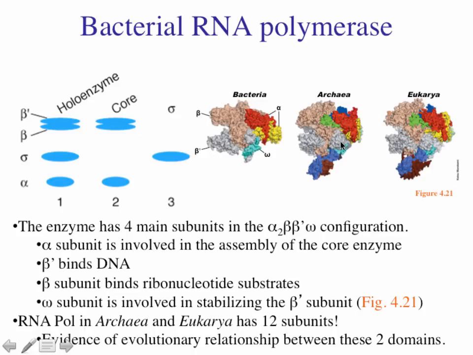Notice the difference in the archaea and eukarya enzymes. They have actually 12 subunits. This is part of the evidence of evolution that we believe that archaea and eukarya split together as two domains, way after the generation of the bacterial polymerase.